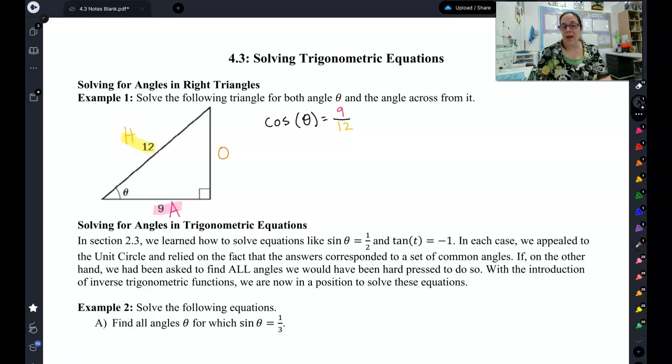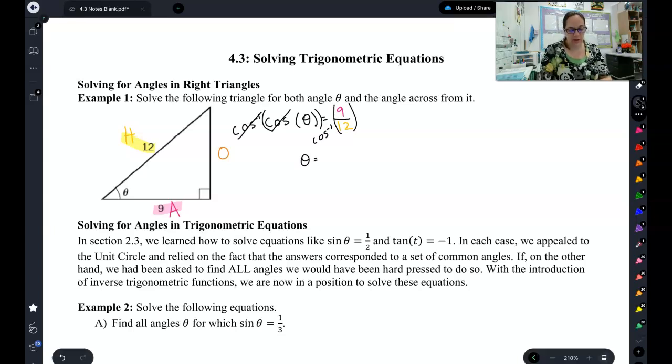So what we're going to do now is get rid of the cosine. Basically, we're focusing on getting the theta by itself, get the angle alone. Well, we learned that to get rid of cosine, we can do arc cosine because they're opposites. And then the arc cosine and the cosine will cancel each other out. However, if I do arc cosine to one side, I have to do arc cosine to the other side as well. So I end up with theta equals arc cosine of 9/12, which I can just put into my calculator.